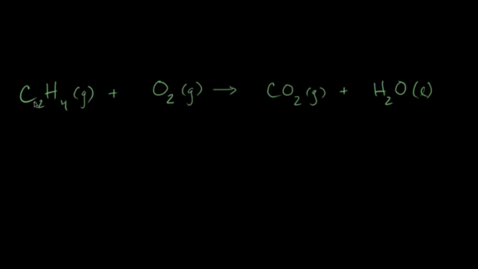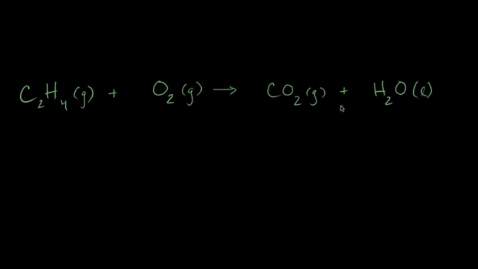You have some ethylene, and this little G in parentheses says it's in the gas form, or gaseous form. So gaseous ethylene plus some dioxygen molecule, which is the most prevalent form of oxygen molecule that you would find in the atmosphere. And so that's also in the gas form. Put them together, you end up with some carbon dioxide gas and some liquid water. This is the classic combustion reaction.